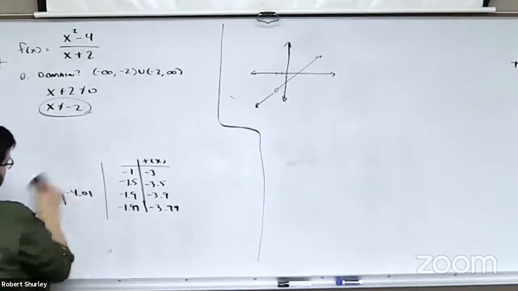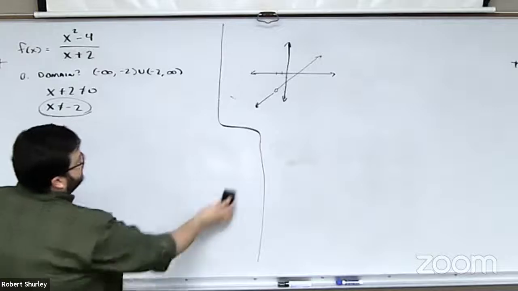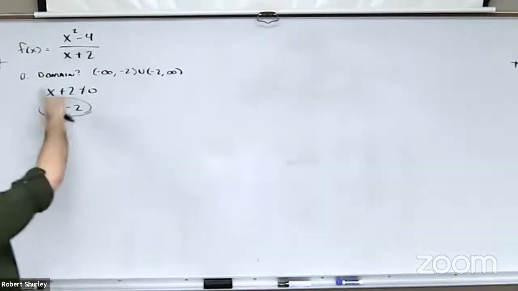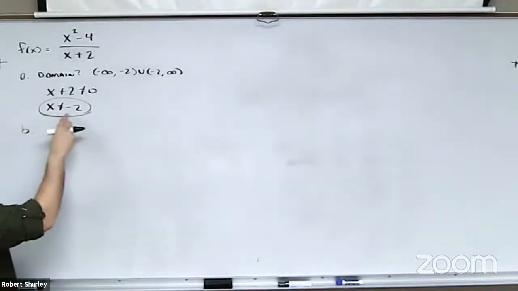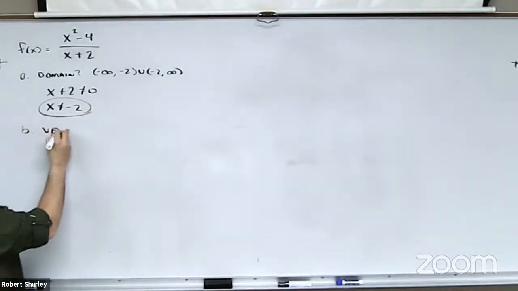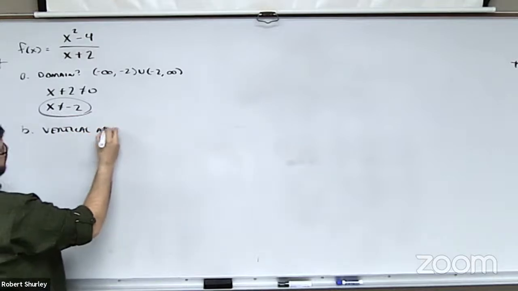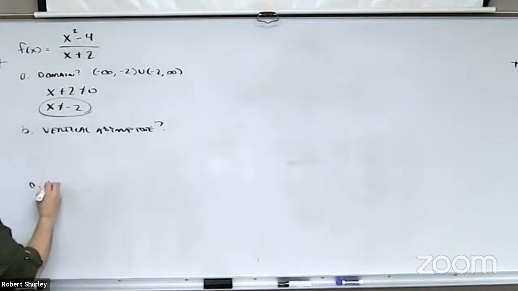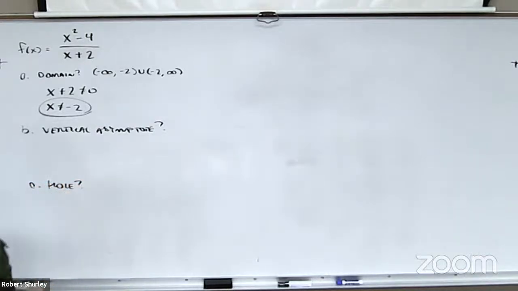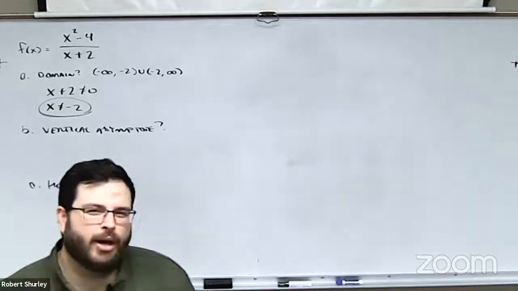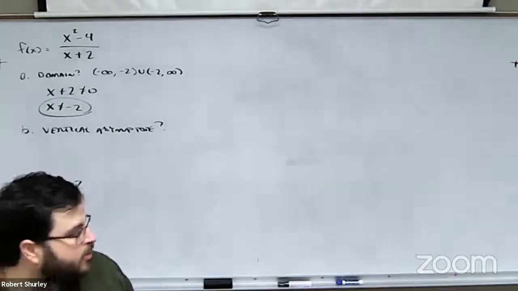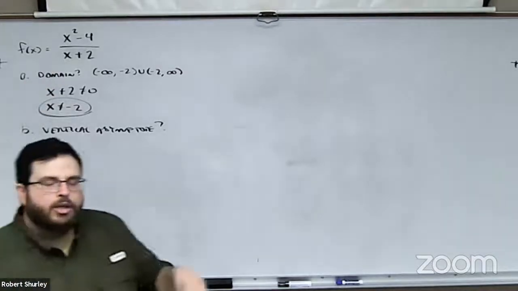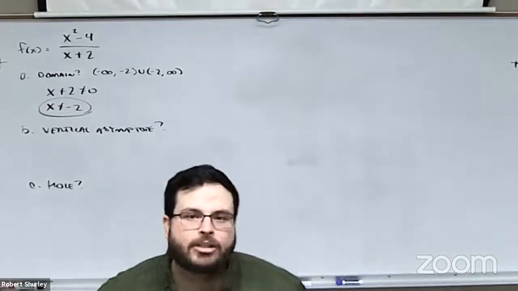I'm going to use this example. So I'm going to say A, domain, B, with that restriction, is it a vertical asymptote? Or, we'll just say C, is it a hole? Now we know it's a hole, we already did this. But I'm going to do this algebraically to show you don't have to go through that whole table process. The way you find if it's a vertical asymptote or a hole, you need to go back to the original function and factor completely.